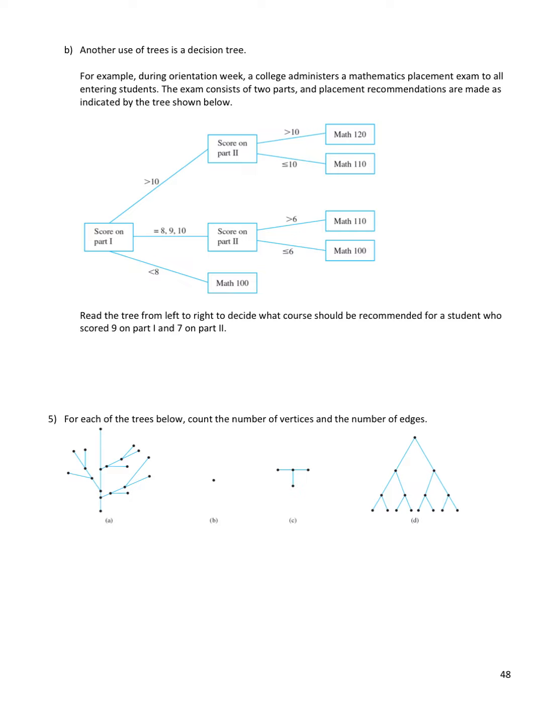Another use of a tree is a decision tree. For example, during orientation week, a college administers a mathematics placement exam to all entering students. The exam consists of 2 parts, and placement recommendations are made by following this decision tree. If we read this tree from left to right, we can decide what course should be recommended. In particular, let's look at a student who scored a 9 on part 1. So we follow this first branch. And then they scored a 7 on part 2, which is greater than 6. So we follow this branch. So we recommend they take Math 110.